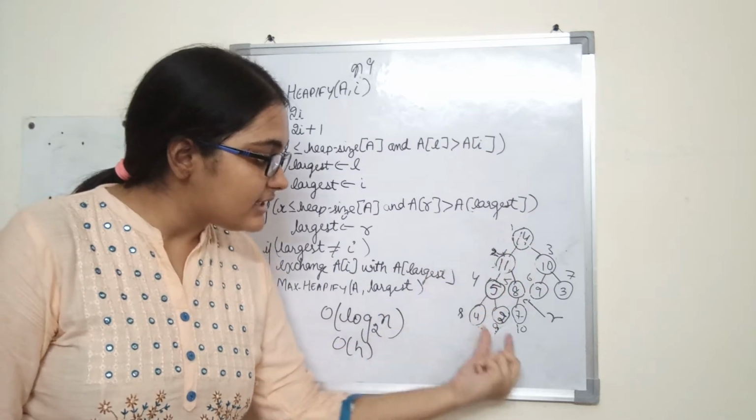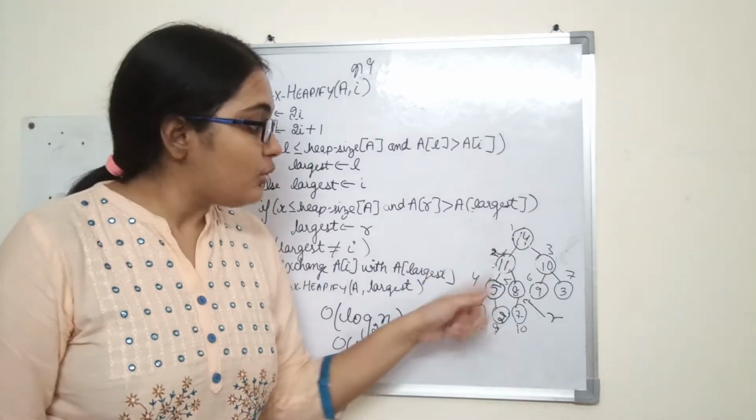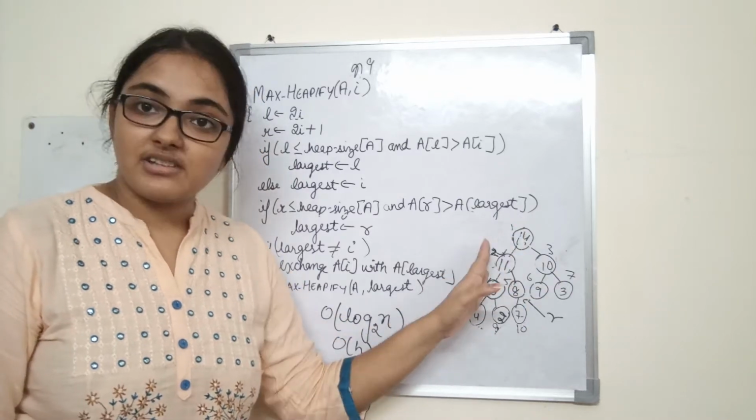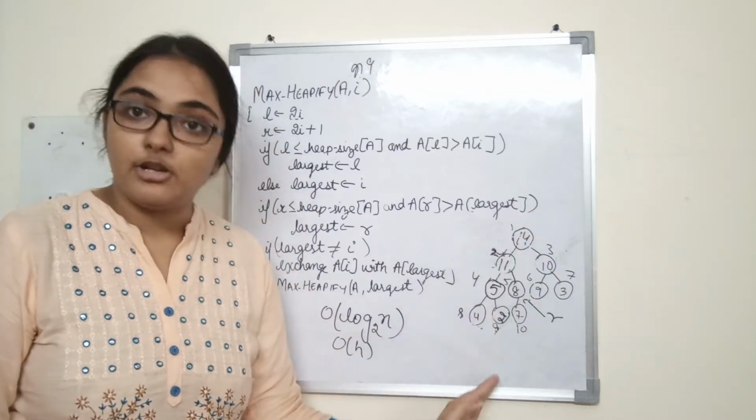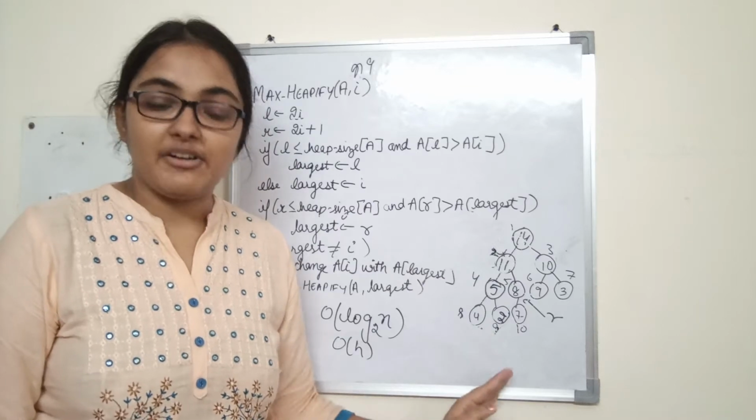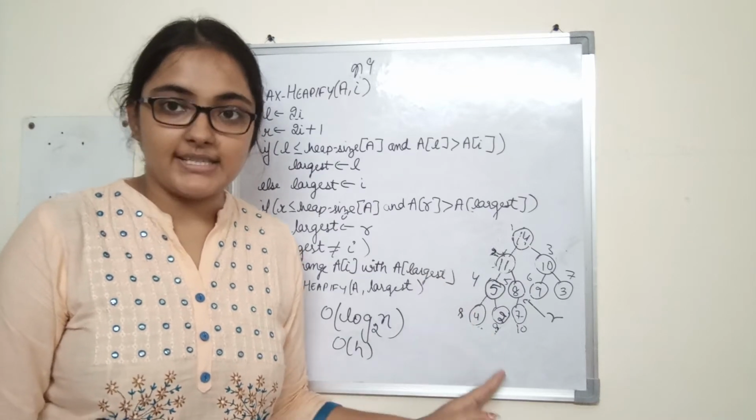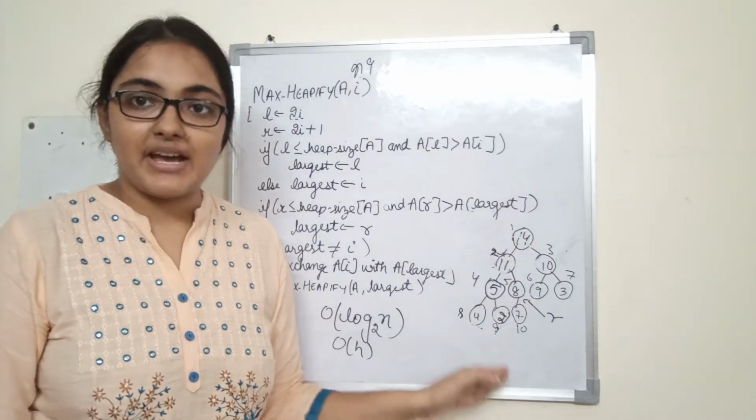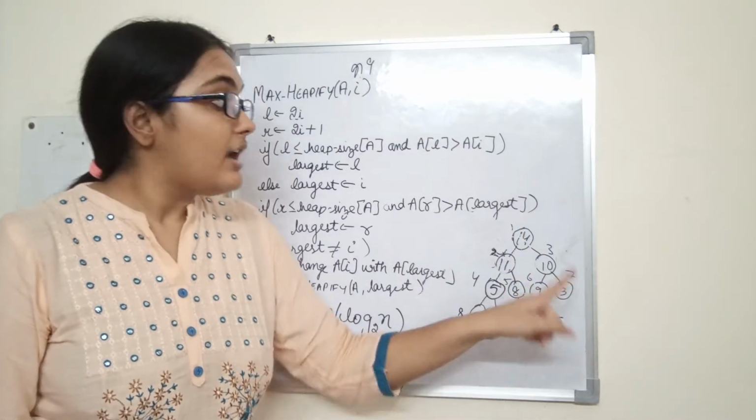We are just traversing the value down till the leaf. 2 was here and now 2 has floated down till here. So what has it traversed? It has traversed the entire height of the tree. So the time taken by max heapify is equal to the height of the heap on which max heapify is called, and not the entire tree.